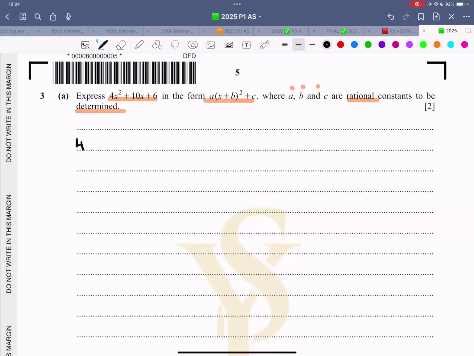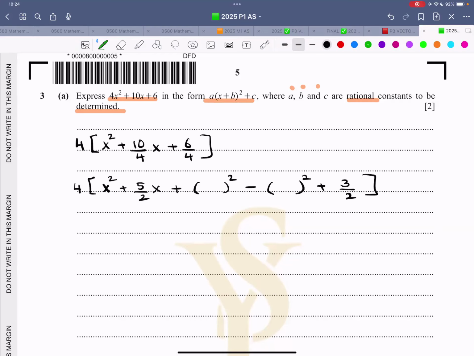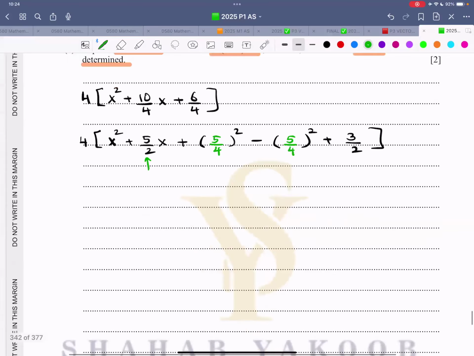Make sure the coefficient of x square is 1. So this is x square. This is 10 over 4x. This is 6 over 4. That is the first thing that's written over here. 4 as it is, x square. This is 5 over 2x plus bracket square minus bracket square plus 3 over 2. What goes inside the bracket? Half the coefficient of x, that is 5 over 4. This is 5 over 4.